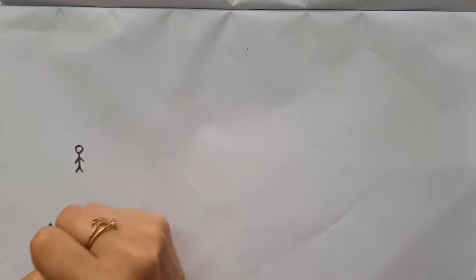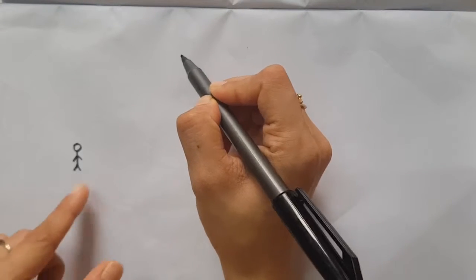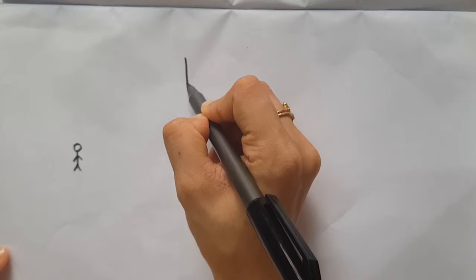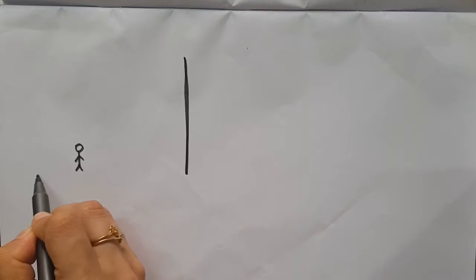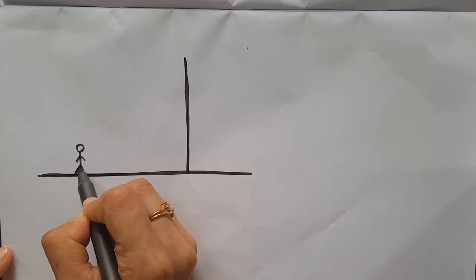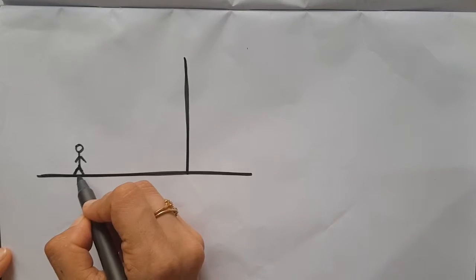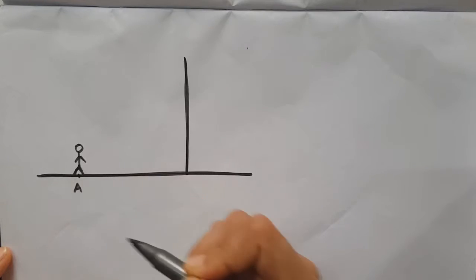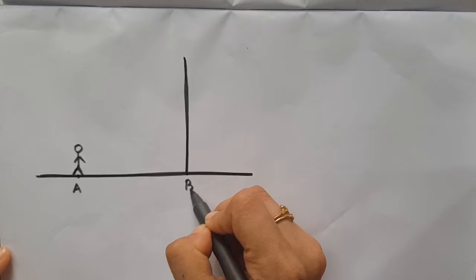Let's consider that you are standing over here, and there is a very big building at some distance in front of you. Suppose this is the building, and this is the ground. You're standing at position A and the height of the building, let's name it as BC.